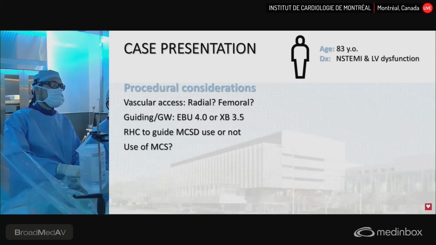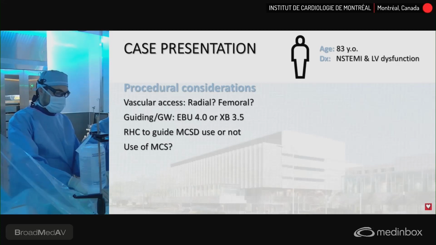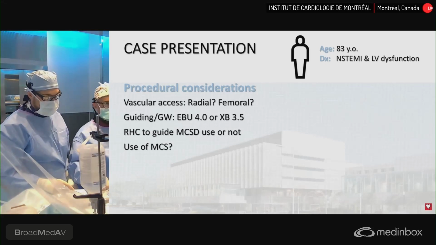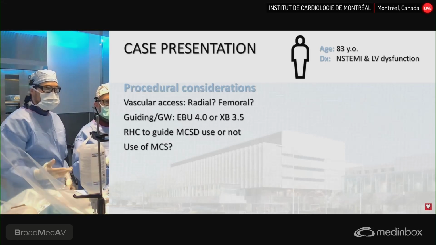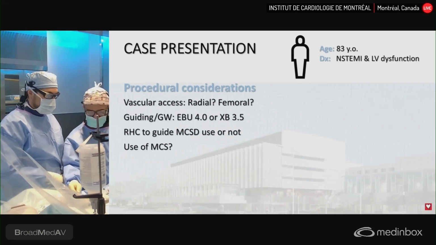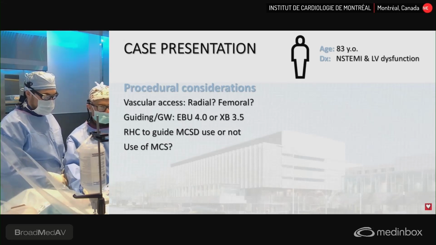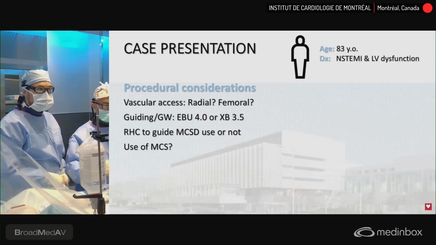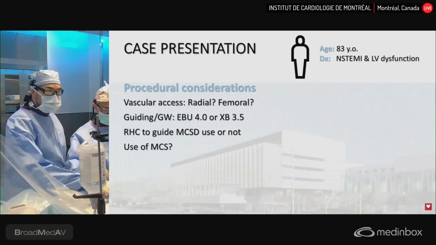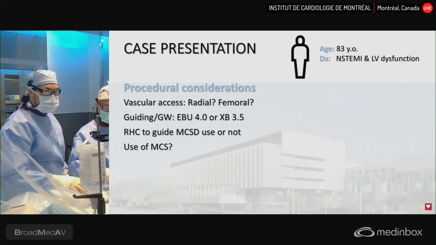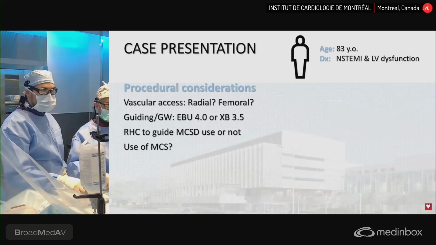So it's kind of that consideration of a frail patient that was refused by surgery, could not complete the full revascularization in one setting because he had terrible pain from his hematoma. So now the consideration, should we go radial or femoral? At some point, because of the access, we said, let's go radial today. So with the 6 French, we use the EBU. Yeah, we are on XB3.5.